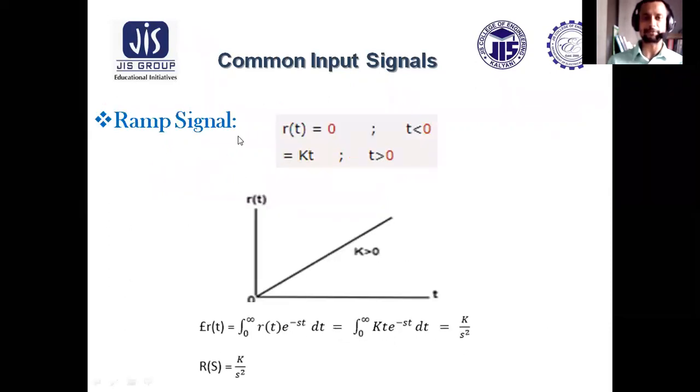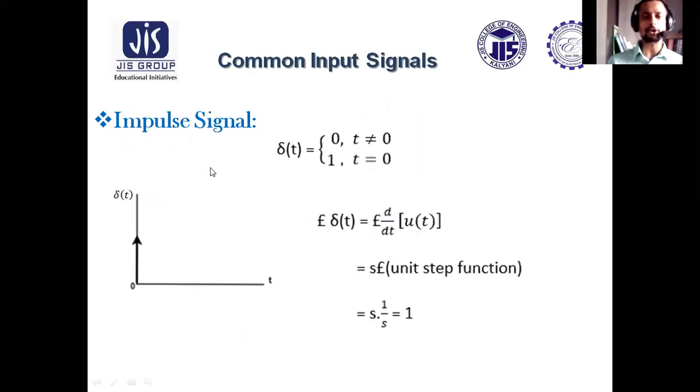Next, ramp function or ramp signal. R(t) equals 0 for t less than 0, R(t) equals kt for t greater than or equal to 0. Now when the magnitude of k equals 1, it would be termed as unit ramp function. Laplace transformation of unit ramp function will be 1 by s square, whereas for a ramp function of k slope, it will have k by s square as its Laplace transform. So all these are known to you, so I'm not going into elaborate details of this.